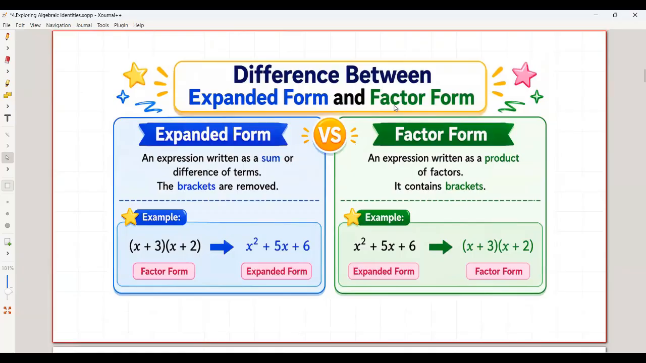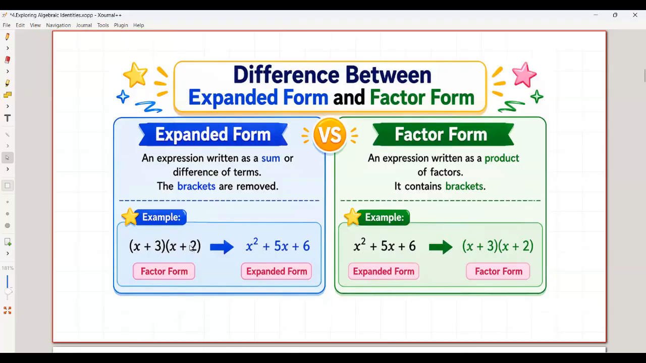What is the difference between expanded form and factor form? Expanded form means an expression written as the sum or difference of terms. The brackets are removed. Here (x + 3)(x + 2) is given with the bracket. This is the factor form. Factors are given. While expanding it, we'll be removing the bracket.